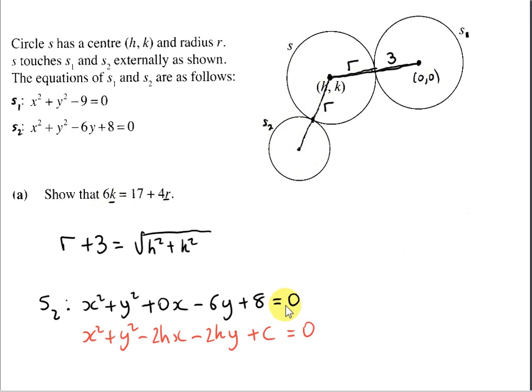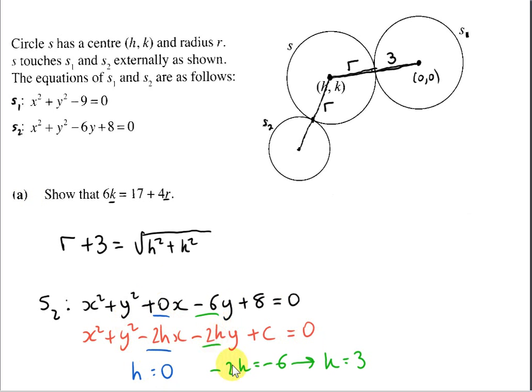So here is S2. Now I've written in 0x for the x term. You can see there's no x term in it. So I want to show this equation in its full form: x squared term, y squared term, x term, y term, and a constant. So we can compare it to the general equation of a circle and find h and k. So comparing here, you see that minus 2h equals 0, and from that we can get h. If minus 2h is 0, then h is obviously 0, 0 divided by minus 2.